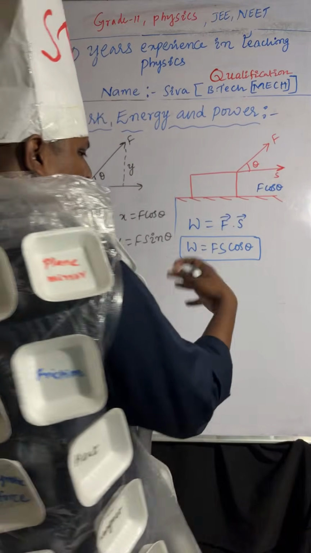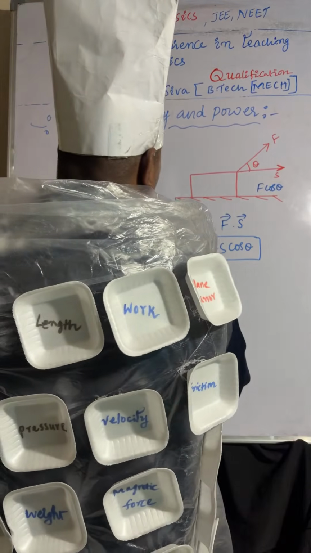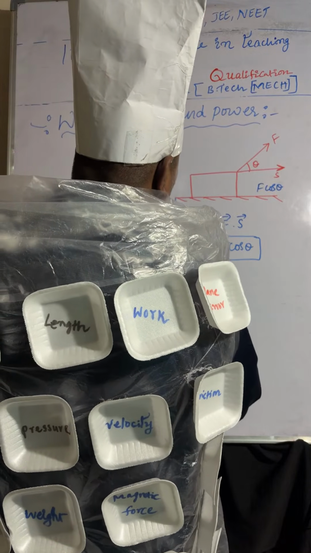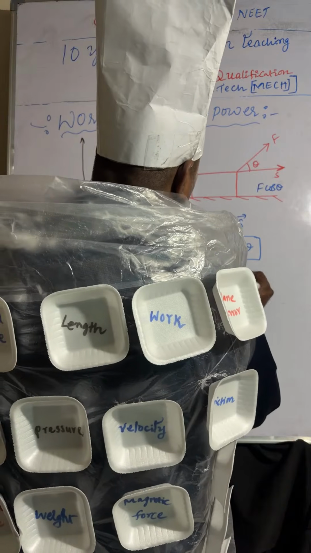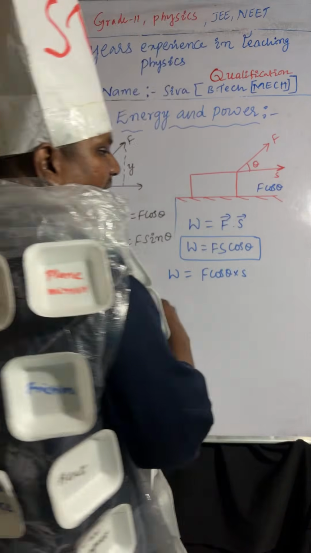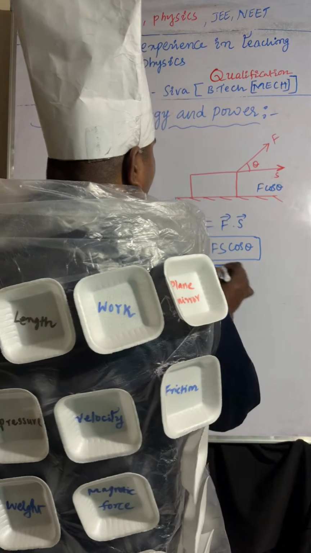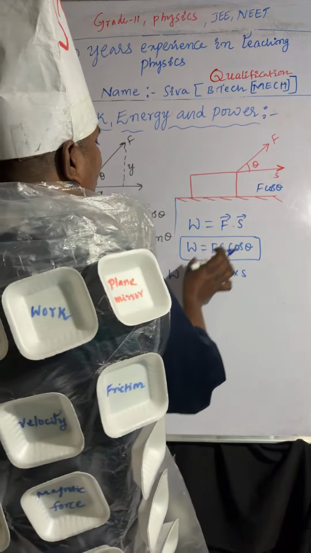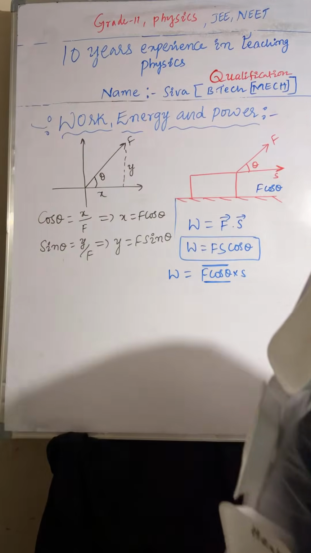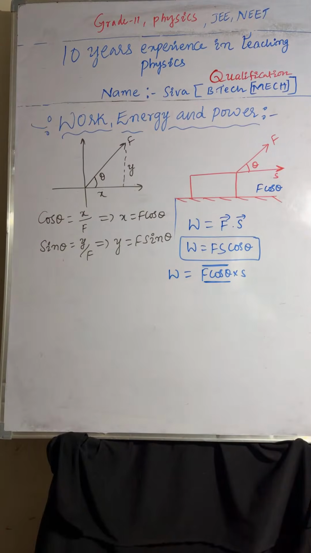Separately, if you want me to write, I will write it like this: F cos theta into S, because the horizontal component along the x-axis is F cos theta, multiplied by S. Then W equals F S cos theta. I hope it is very clear. Is it clear? So that is work done. Understood or not?